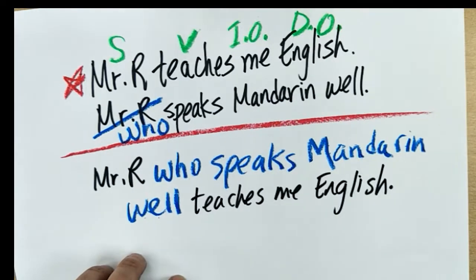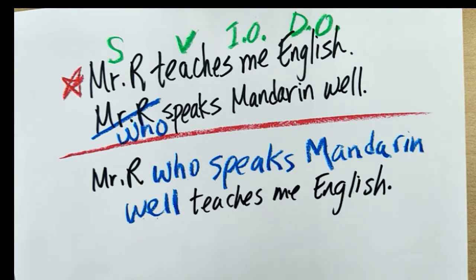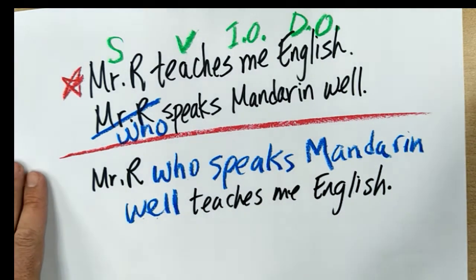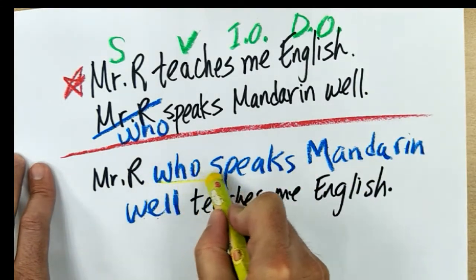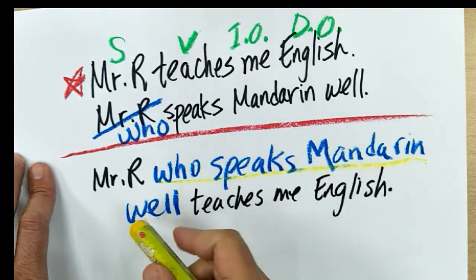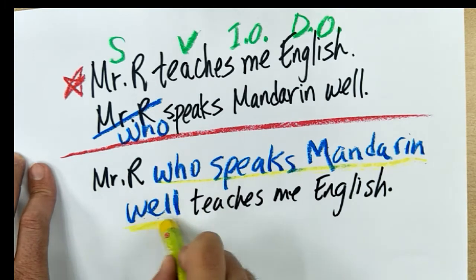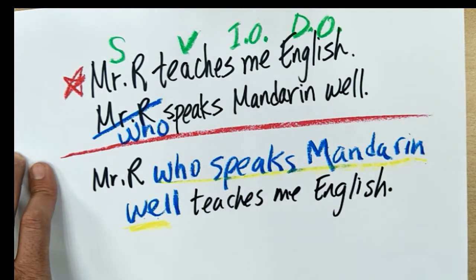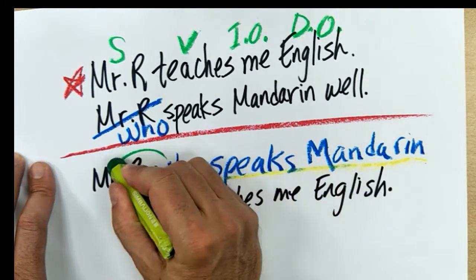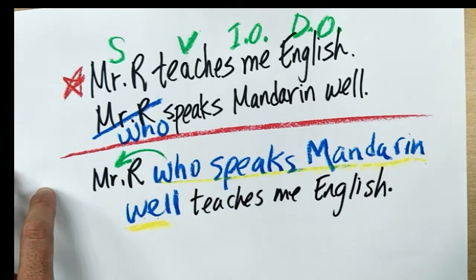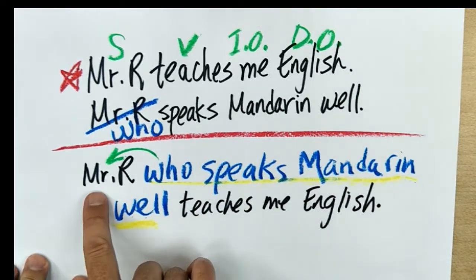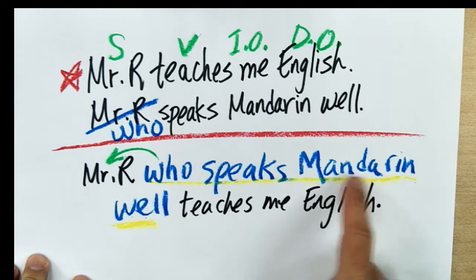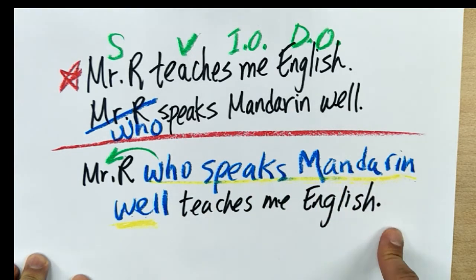Now this is a very good sentence. Why? Because we have who speaks Mandarin well. That is the adjective clause, and that adjective clause is describing the subject. So we say, Mr. R, who speaks Mandarin well, teaches me English. That's a very good sentence. Okay, got it?